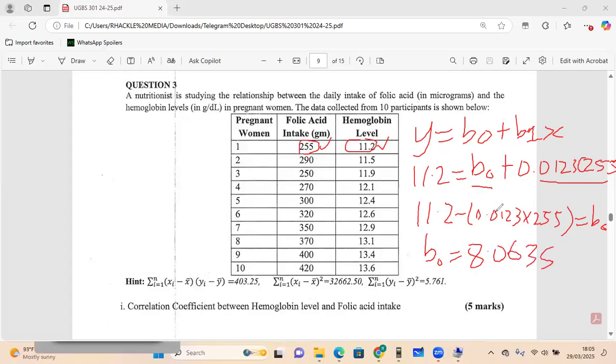8.0635. So this is trying to say that the estimated value of hemoglobin when overall folic acid intake is 0, like when you don't take any folic acid, is 8.0635. Right? That's why I said it is equivalent to the fixed cost, which is that if you don't even produce, this is the cost you are going to incur. So that's the same thing here, right? Okay. So let me move on.